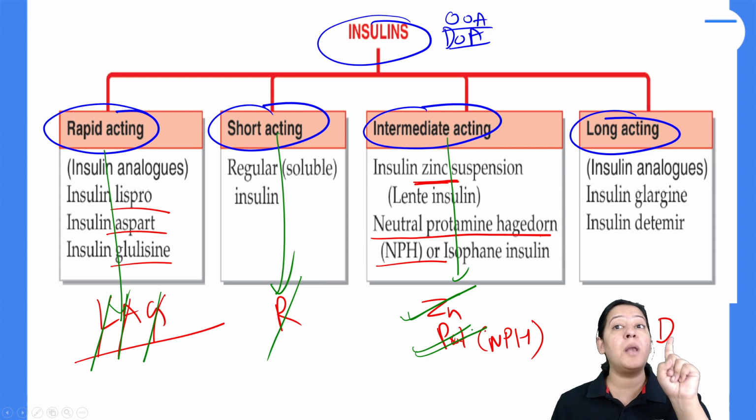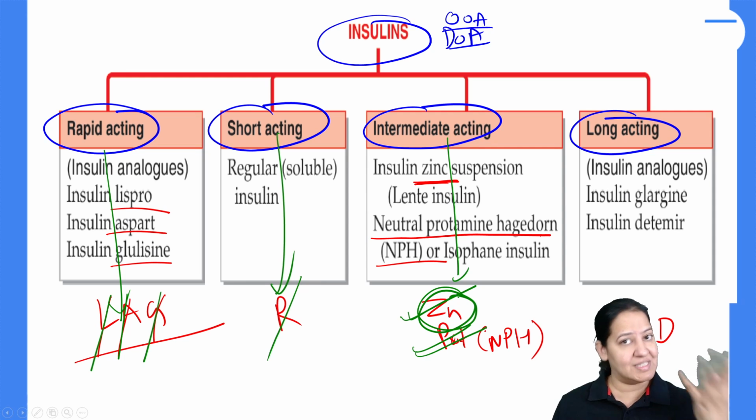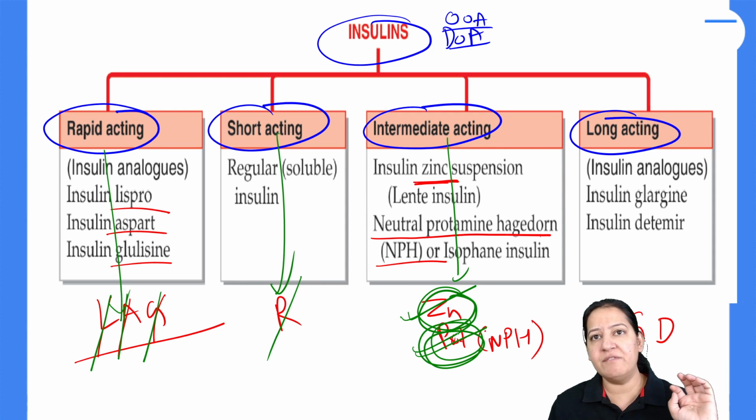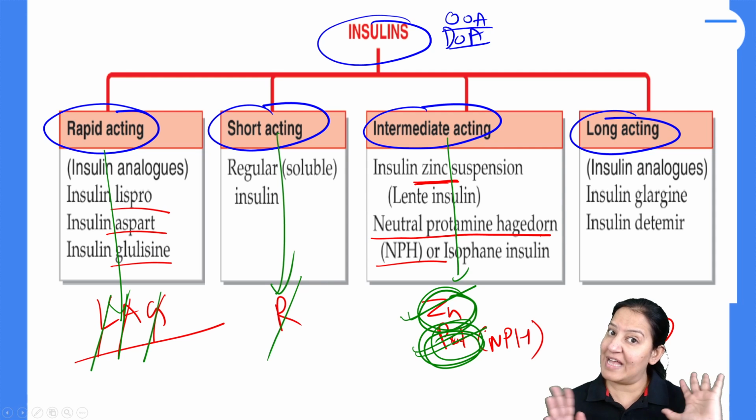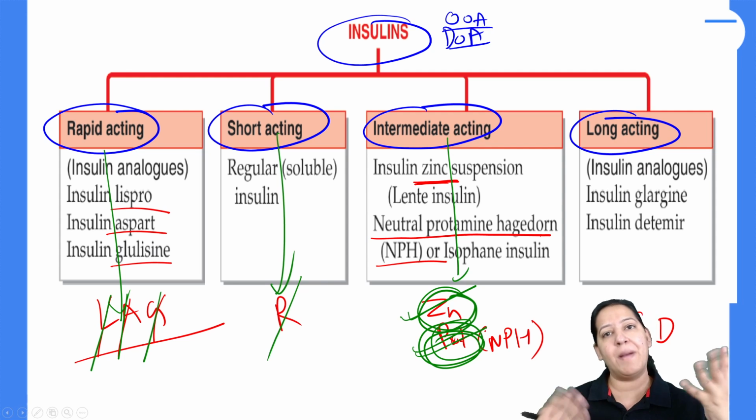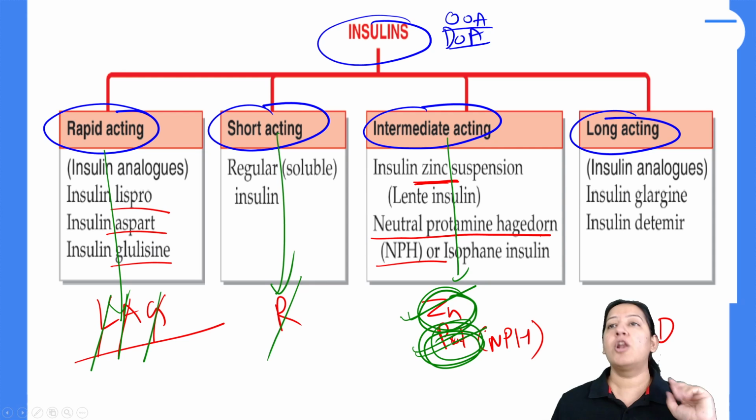NPH is neutral protamine Hagedorn. Here we combine insulin with zinc. Here we combine insulin with protamine, right? So we are making some preparations from the natural insulin, human insulin, by combining it with some other substance. In long acting we have 2, Glargine and Detemir.